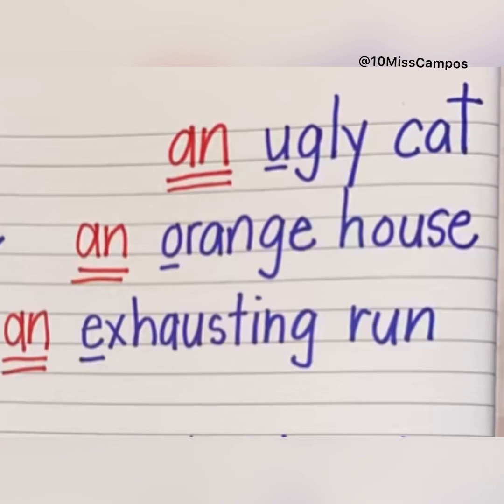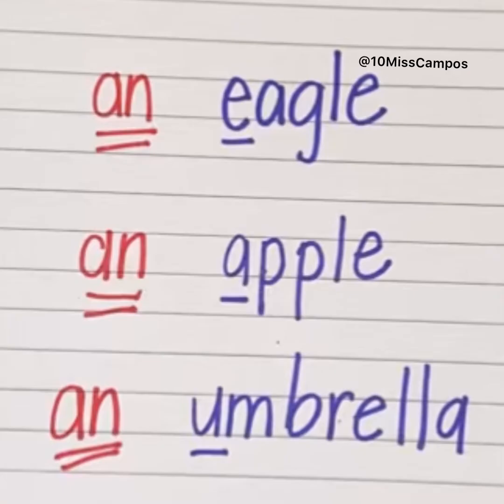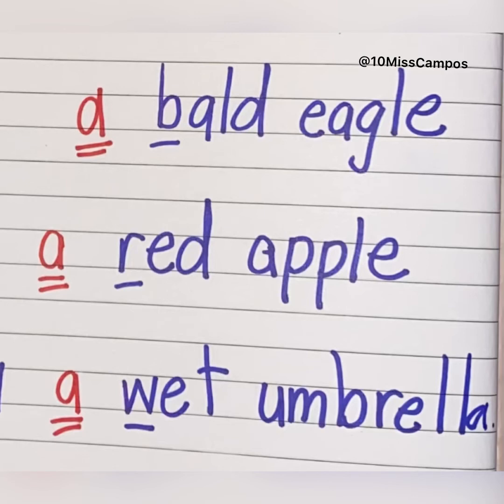Let's take a look at another example. In these examples, we are using an in front of these words. So eagle begins with the vowel E, so we would say an eagle. An apple, because apple begins with the vowel A. And an umbrella, because umbrella begins with the vowel U. So very similar to our previous example, the same rule applies.